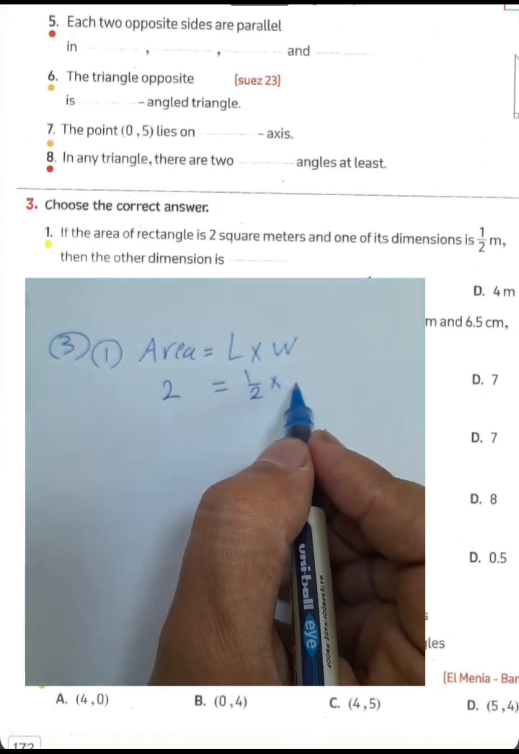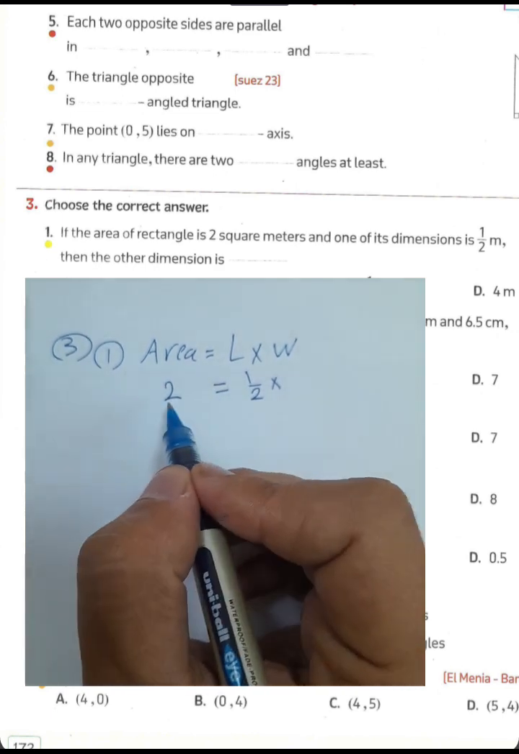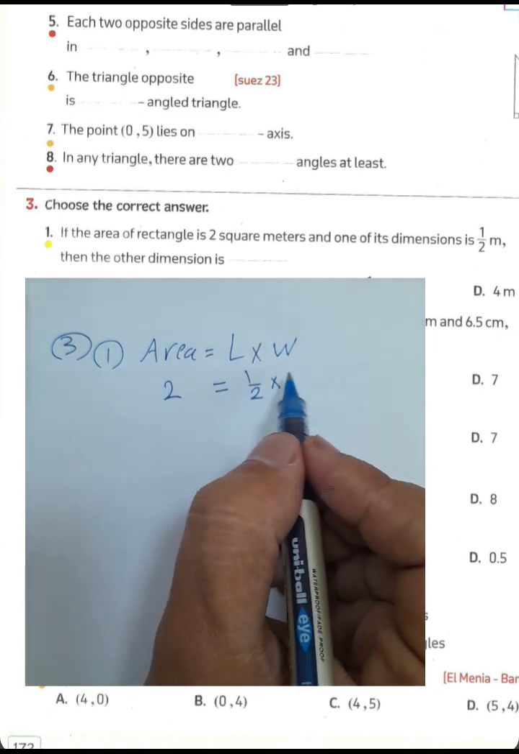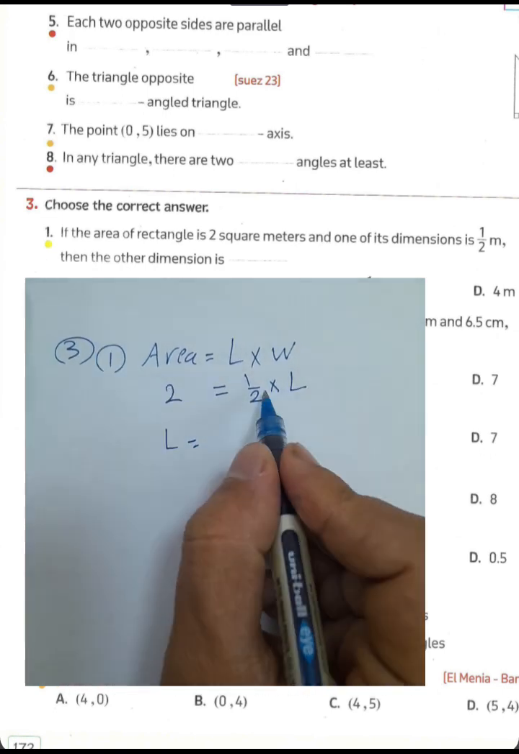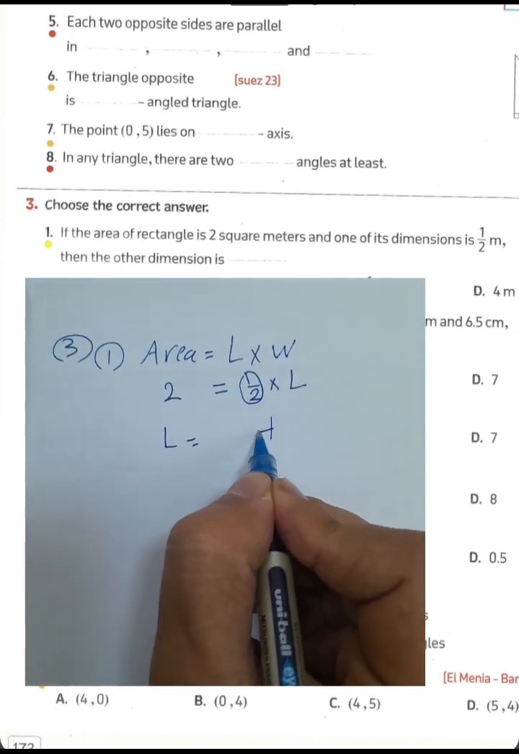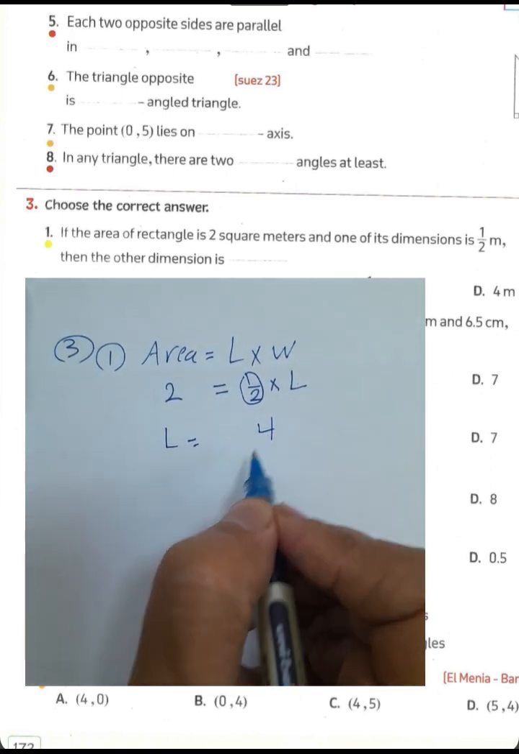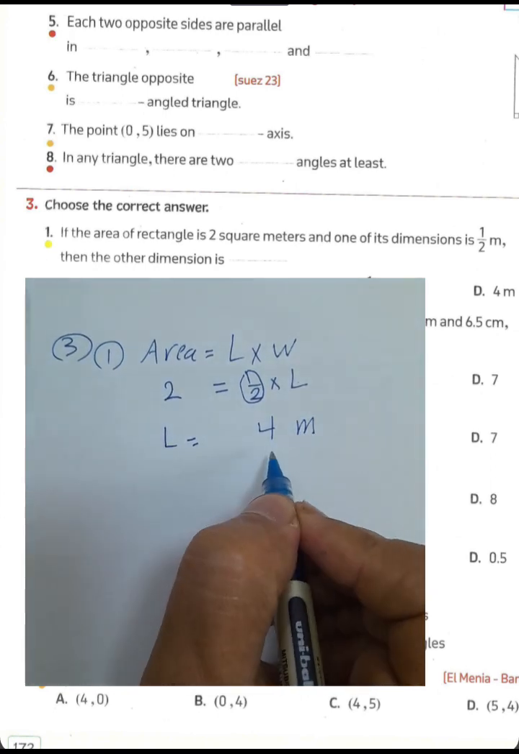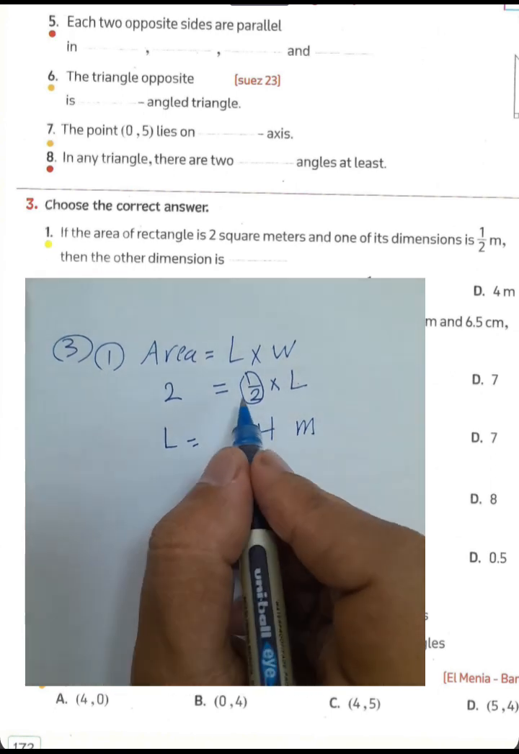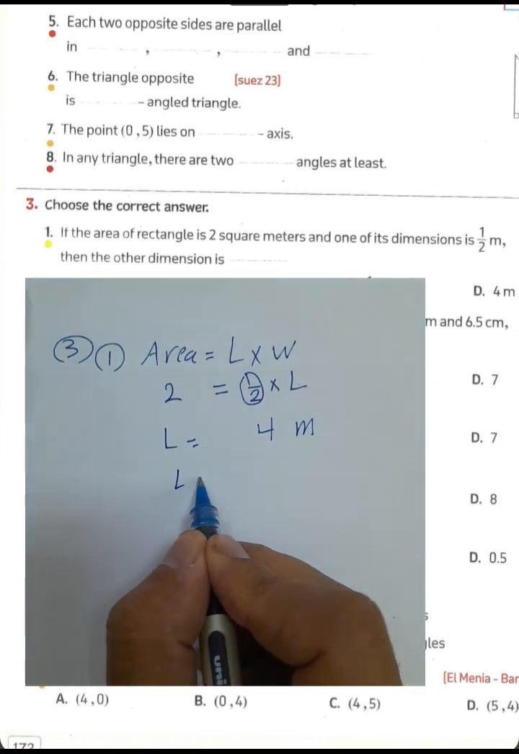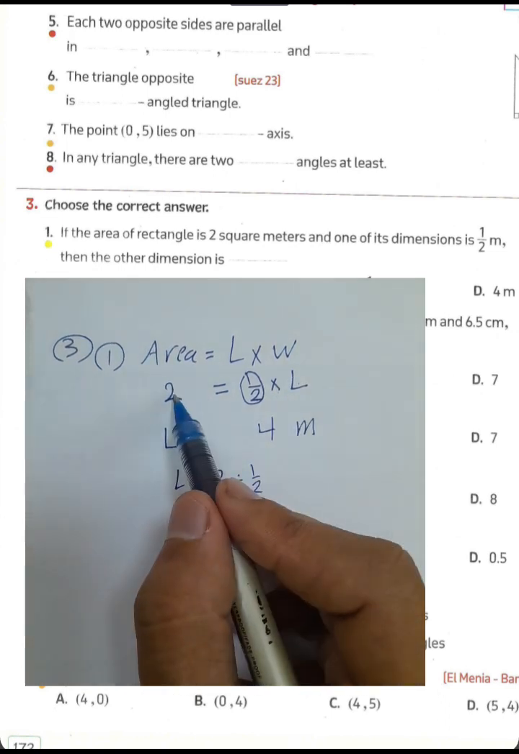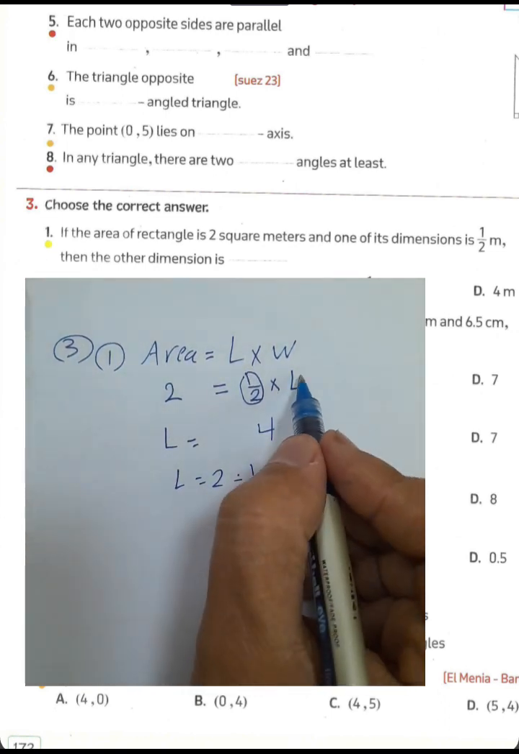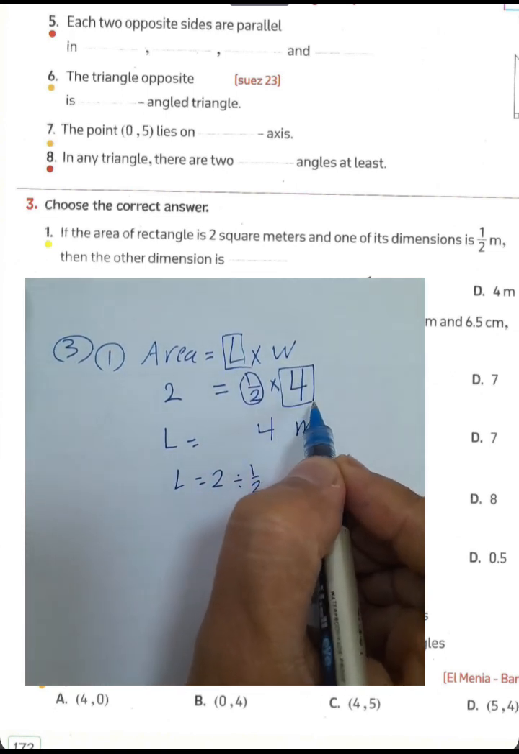We can find the second dimension by dividing 2 by half. The second dimension, the length, will be what? Half times 4 equals 2, then L will be 4 meters. We can divide 2 by half, or ask yourself, half times what equals 2? Then the length will be 4. The second dimension will be 4.